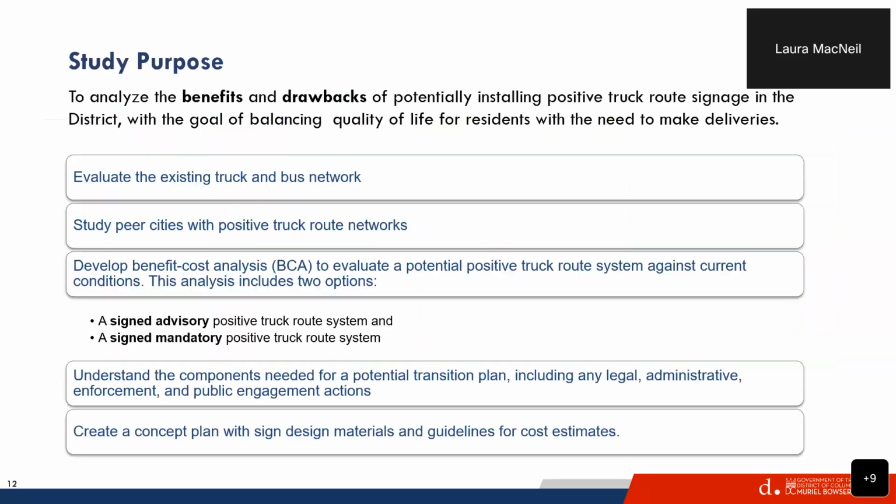Moving on. Which brings us to what this study is looking to better understand and provide findings about. We are looking to analyze the benefits and drawbacks of potentially installing those positive truck route signs in the district, with the goal of balancing quality of life for residents and the need to make deliveries both for businesses and residents. So the study is starting off by evaluating our existing bus and truck network, which, as I mentioned, is advisory with enforceable restrictions on residential roads. The study is also looking at peer cities that have positive truck route signage networks.